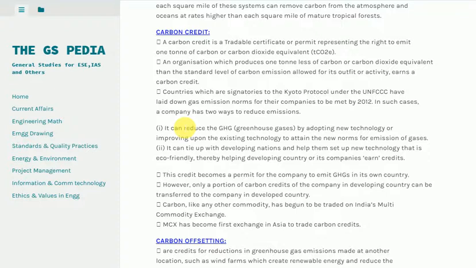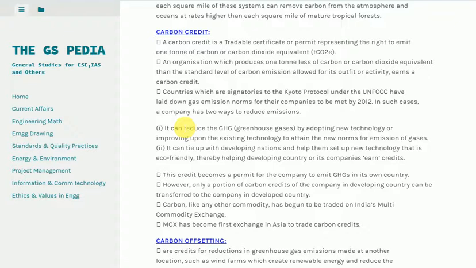In such cases, a company has two ways to reduce emissions. One, it can reduce the GHG, greenhouse gases, by adopting new technology or improving upon the existing technology to attain the new norms for emission of gases. Two, it can tie up with developing nations and help them set up new technology that is eco-friendly, thereby helping the developing country or its companies earn credits. This credit becomes a permit for the company to emit GHGs in its own country.